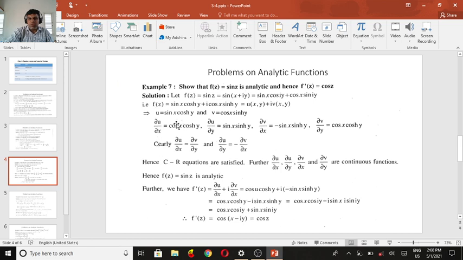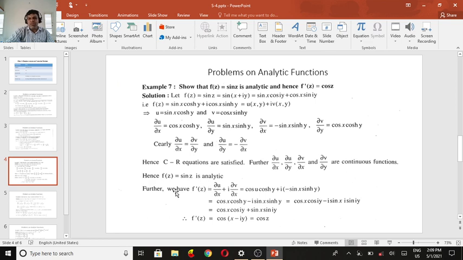Now we compare with the Cauchy-Riemann equations: del u by del x is equal to del v by del y, and del u by del y is equal to minus del v by del x. Here the Cauchy-Riemann equations are satisfied. Further, del u by del x, del u by del y, del v by del x, and del v by del y are continuous functions, and f(z) = sin z is analytic. This satisfies the Cauchy-Riemann equations.